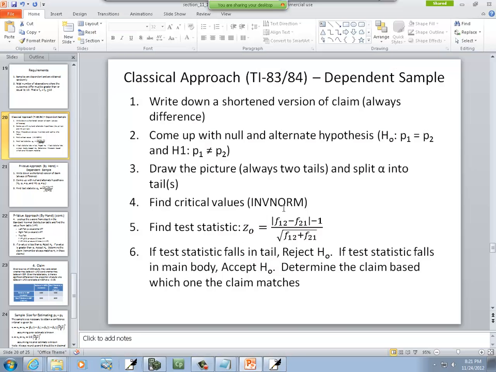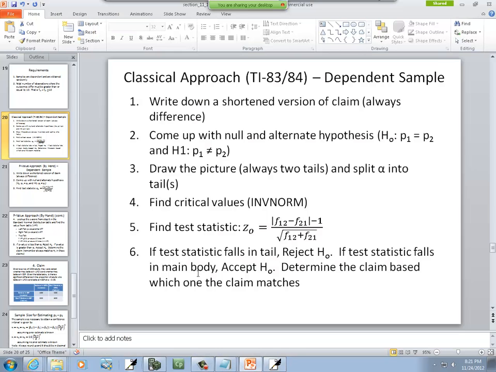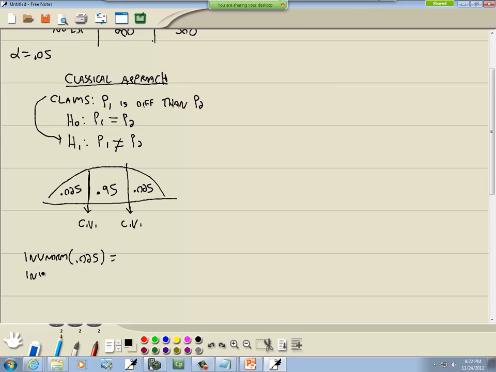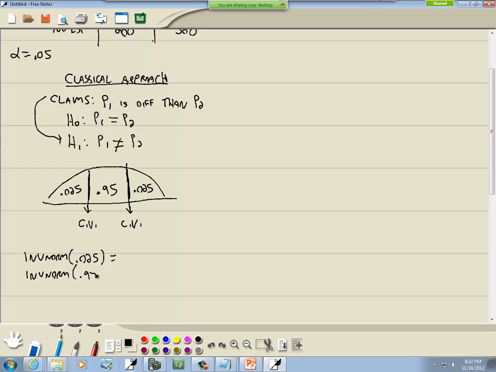It says for critical values, use INV norm. So, our left one, the area to the left is 0.025. And, well, I guess I am using the calculator a little bit here, aren't I? I could use the tables, but it gives the same thing. And this one, the area to the left, would be the 0.025 plus the 0.95. So that gives us 0.975.